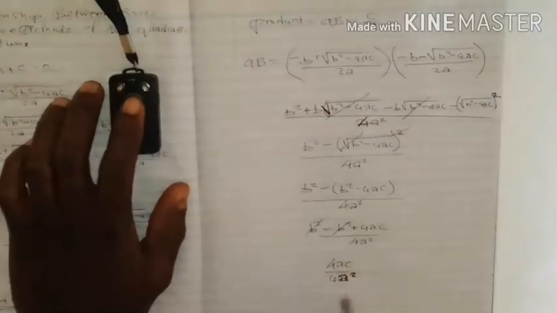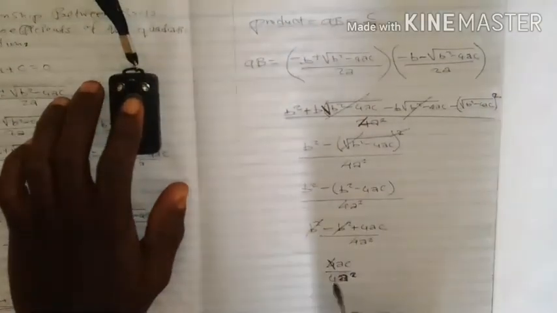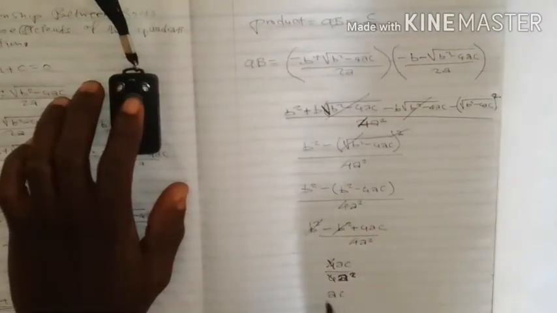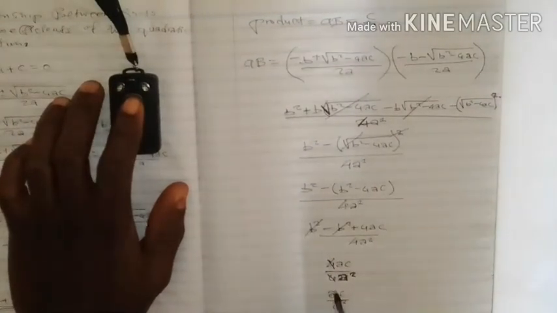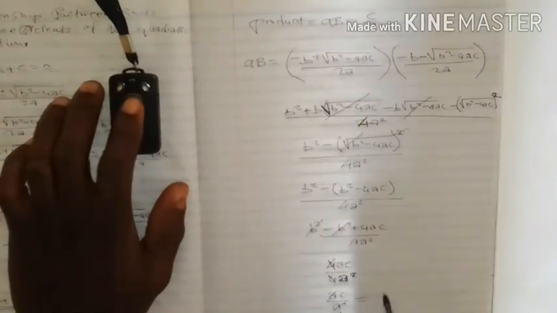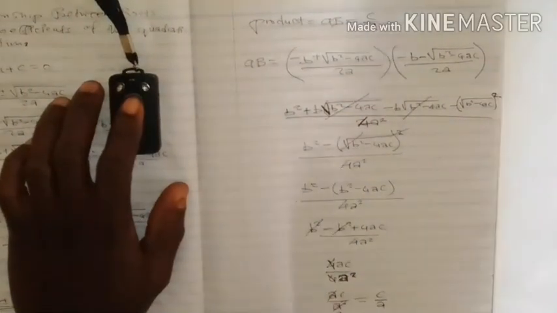Then at this point we divide 4 by 4, we get 1, so we are going to say ac over a squared. Here there is 1 a, we cancel a, and here we are going to remain with a, so we are remaining with c over a. So alpha beta is equal to c over a.